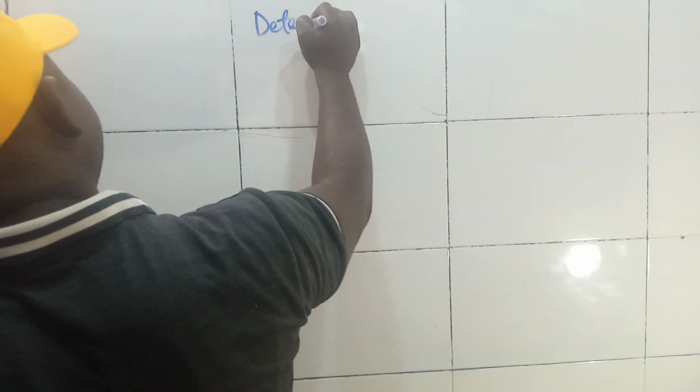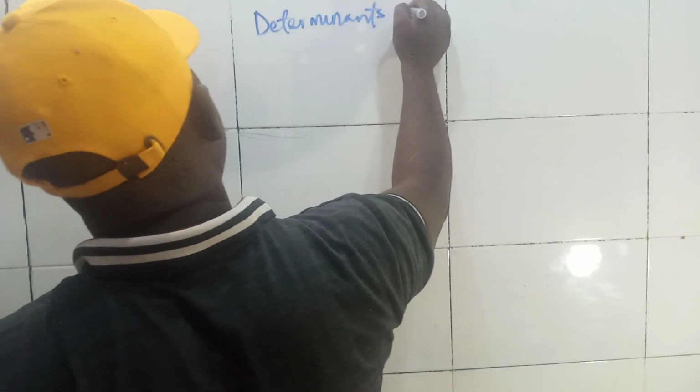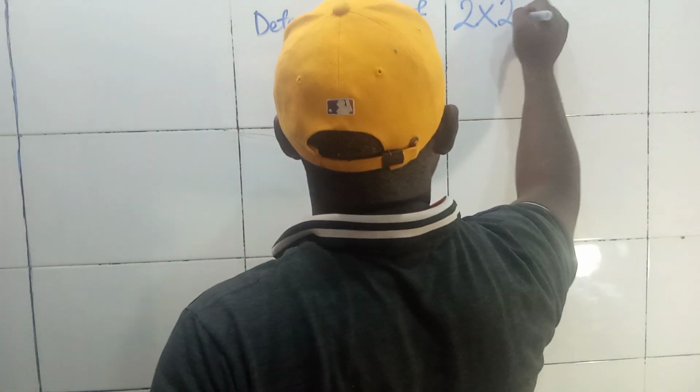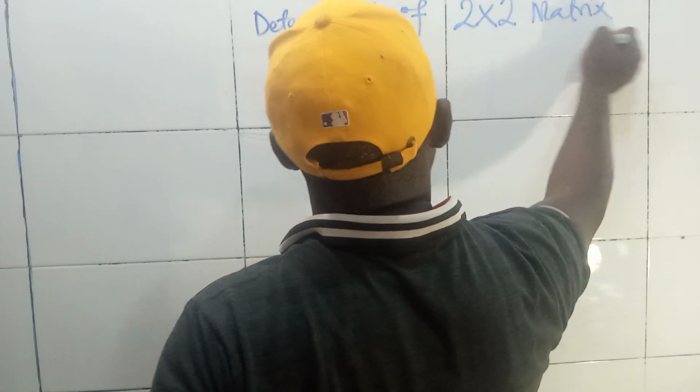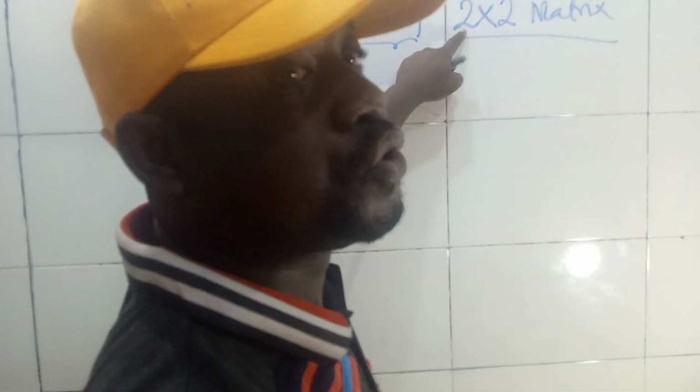It can even fall into the quadratic equation. Like I told us while I was doing the introduction, you can use matrix to solve simultaneous equations. So today we'll talk about the determinants of 2 by 2 matrix. 2 by 2 matrix, meaning that you are going to have two rows and two columns. That's the meaning of that order. That's 2 by 2 matrix order.